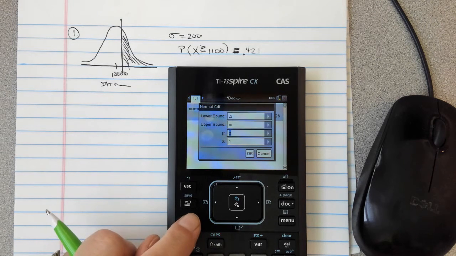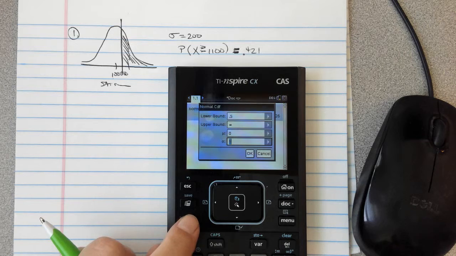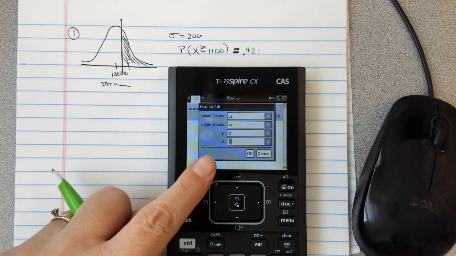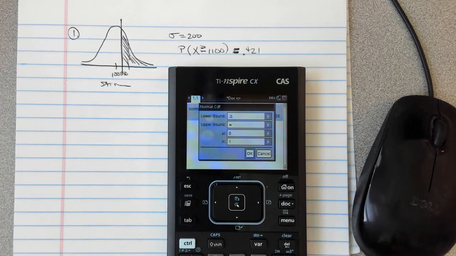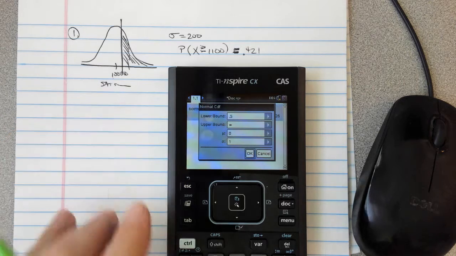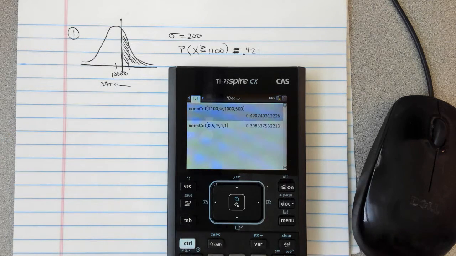But I'm going to leave the mean 0 and the standard deviation 1 because in z-score world, the middle is 0 and you're counting by 1. And notice that that's already there. It's the default setting, which means it's less work. You can just put the 0.5 and the infinity in and you can click on OK and be done with it. You get the same number.